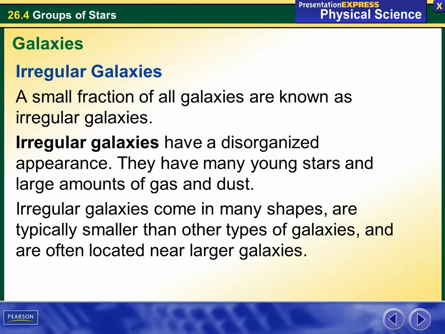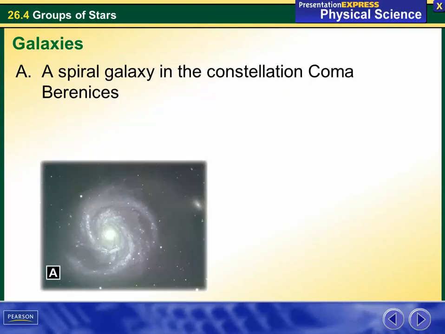And then our last type of galaxy is what are called irregular galaxies. A small fraction of all galaxies are known as irregular galaxies, and they are called irregular because they have a disorganized appearance. They have many young stars and large amounts of gas and dust. They come in many shapes. They're typically smaller than the other types of galaxies, and they're often located near larger galaxies. So irregular galaxies could possibly still be forming and have new additions, and that's why their shapes are so different compared to the other ones.